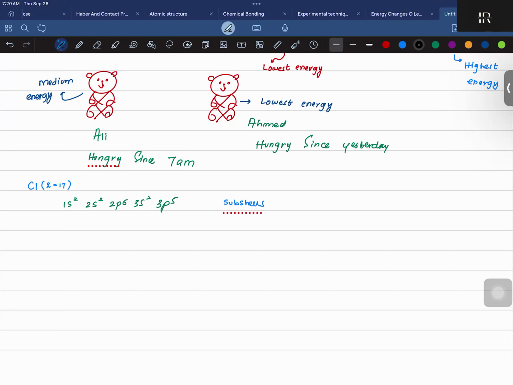So let me draw this configuration in this manner. This is 1s2, in which I have 2 electrons. This is 2s2. Again, I am having 2 electrons. Then I have 2p6: 1, 2, 3, 4, 5, 6. Then I have 3s2: 1, 2, and then I have 3p5.